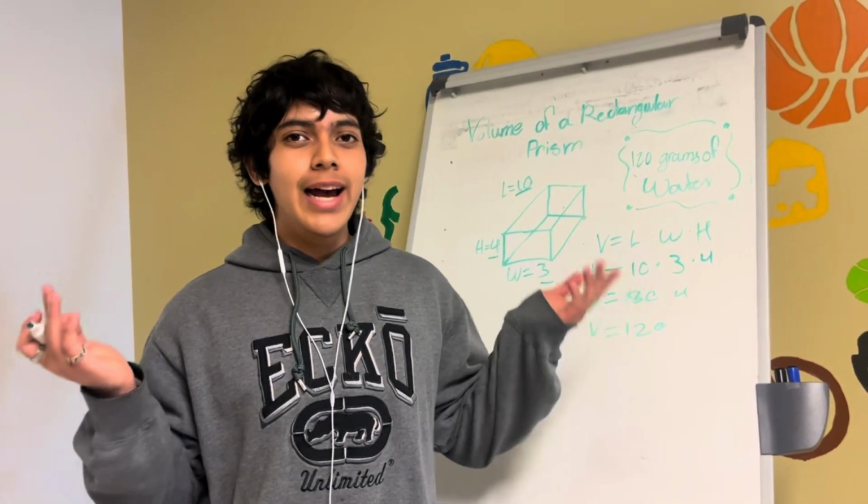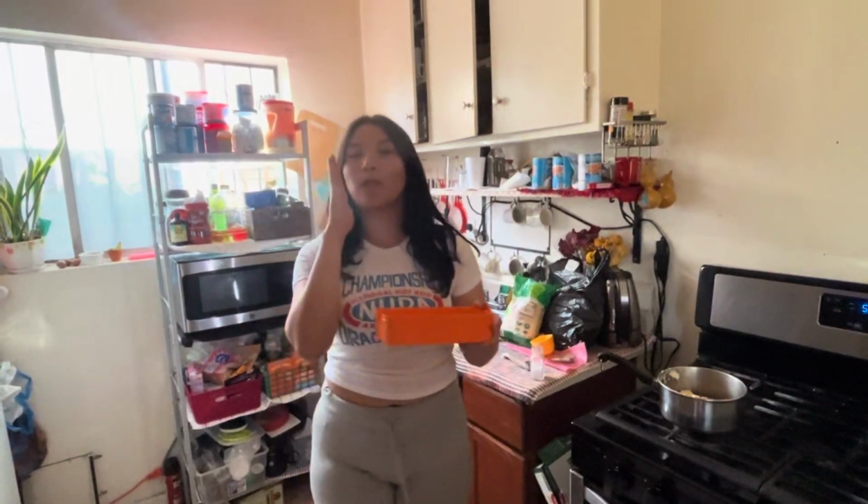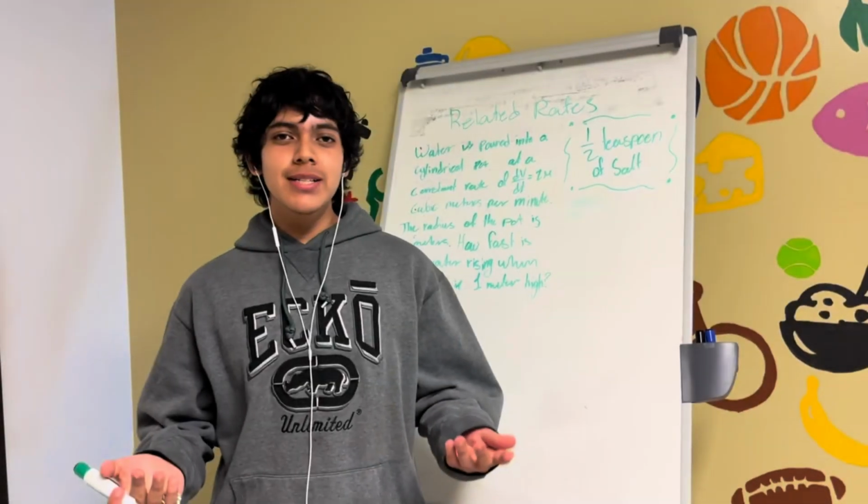Now, our dear friend Allison is going to be pouring in the water. Thank you, Brian, for finding the volume of a rectangular prism. Now we will be adding our 120 grams, aka 1 cup of water, into our pot. Thank you, Allison, for pouring in the water.